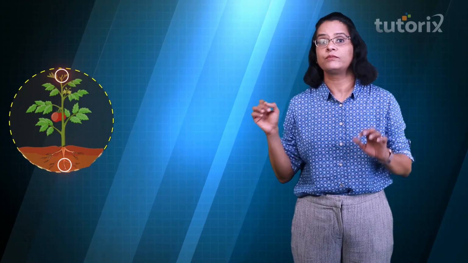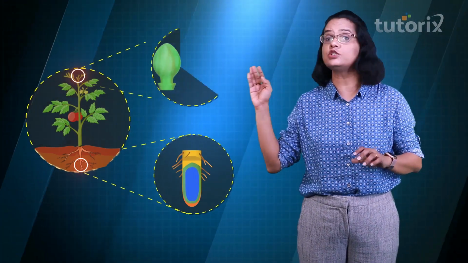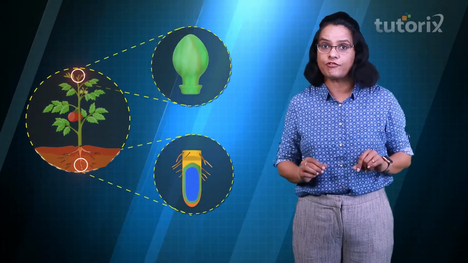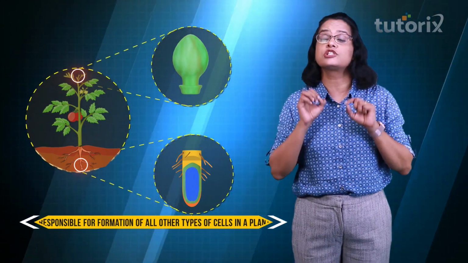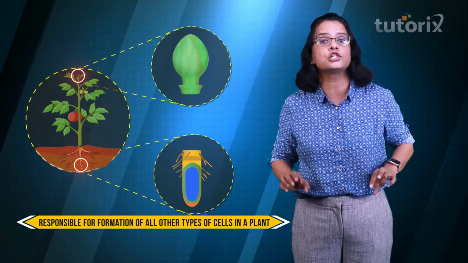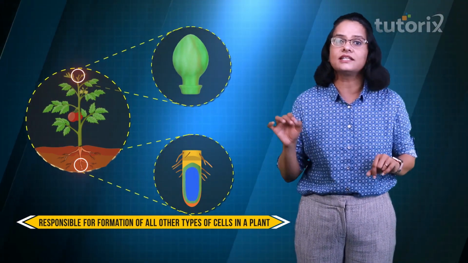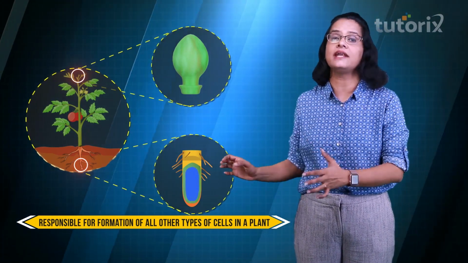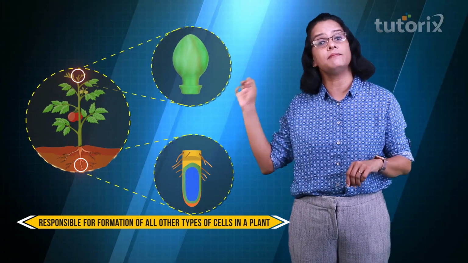Now guys, I said that the apical meristem is present at the root tip and the shoot tip. So, it can be differentiated into root apical meristem and shoot apical meristem. Now friends, the root apical meristem and shoot apical meristem are responsible for formation of all other types of cells in a plant. Yes, all the other cells which are formed in this plant are derived from the root apical meristem or from the shoot apical meristem.